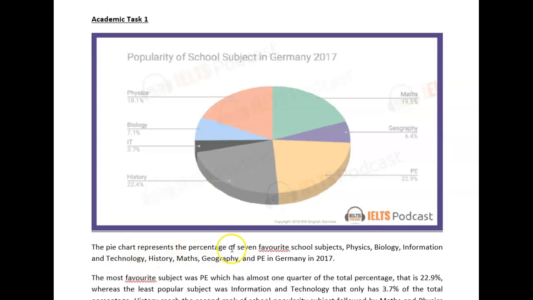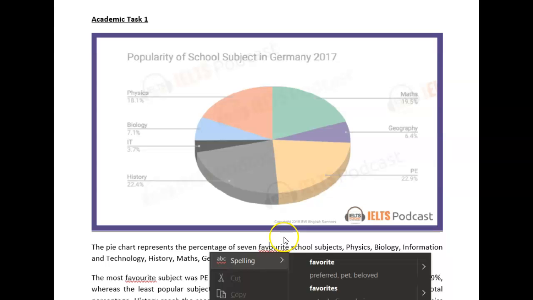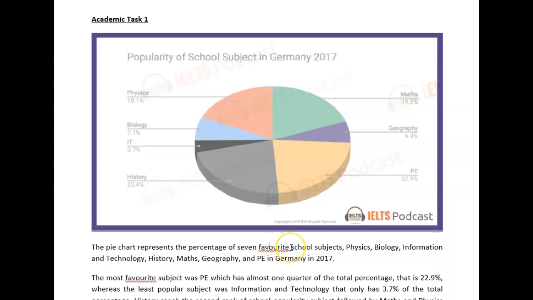So the pie chart represents the percentage of 7 favourite subjects. Oh no, okay, your spelling is good. It wants me to correct to American. School subjects in Germany in 2007. Okay, that's fantastic. The most.